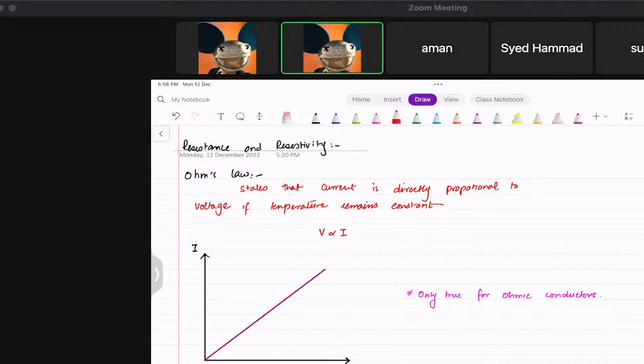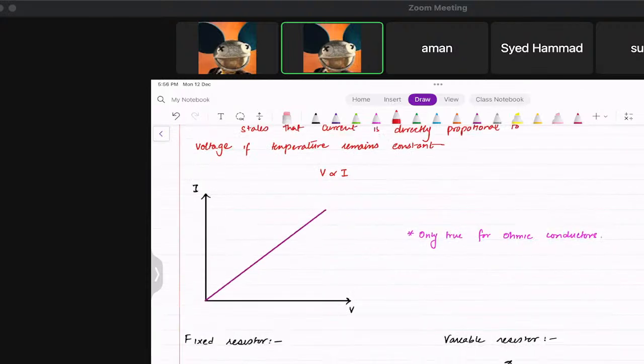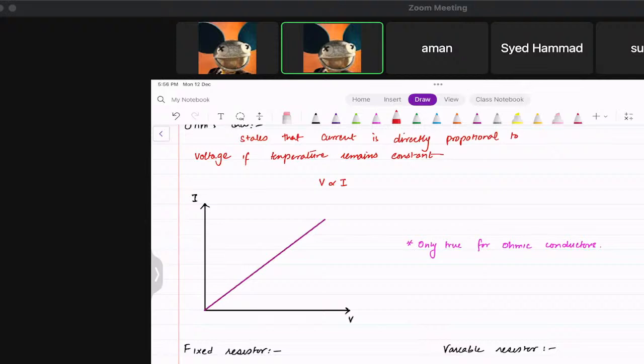So we did Ohm's law, which states that current is directly proportional to voltage if temperature remains the same. And Ohm's law graph is between current and voltage, and it's a straight line from origin, okay? It only works for ohmic conductors, which means conductors which do not increase or decrease their temperature when the current is flowing through them, which are mainly two: the fixed resistor, which has a specific value of resistance, and the variable resistor, which has a range of resistances, but you can actually independently control it. Understood, Aman? Yes, sir.